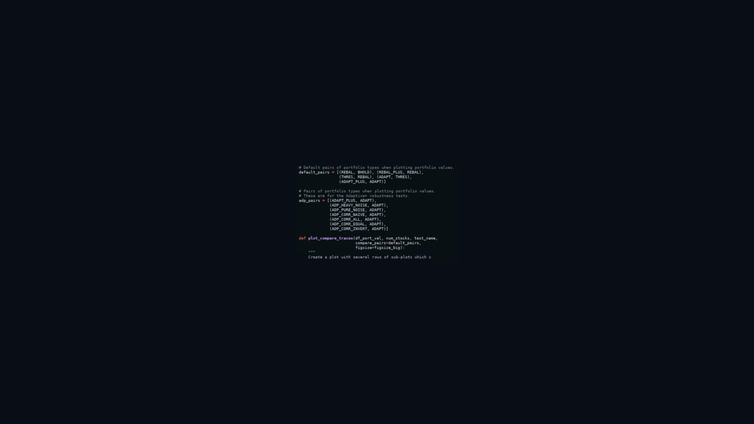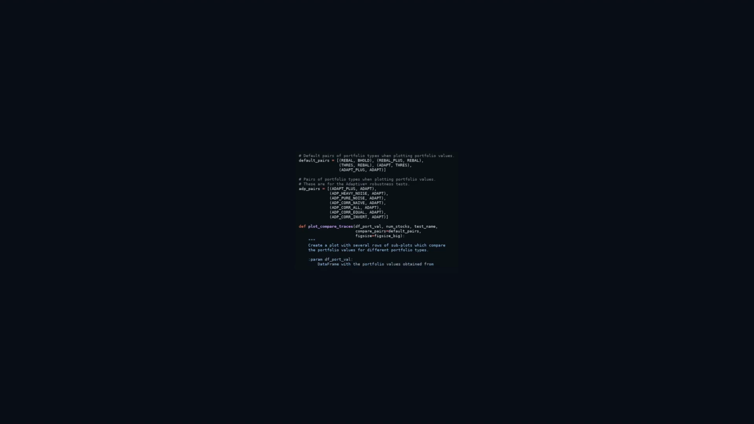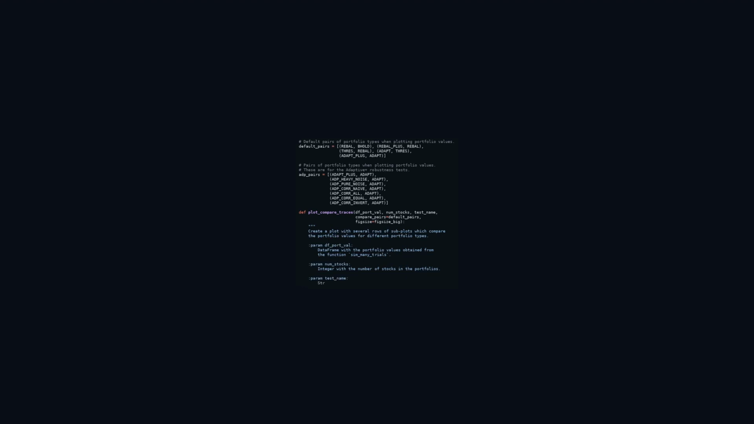The function plot_compare_traces is designed to generate a comprehensive plot with multiple subplots, which are used to compare the portfolio values for various types of portfolios. It accepts several parameters: a portfolio table, a data frame containing portfolio values; num_stocks, indicating the number of stocks in the portfolio; test_name, the name of the test being conducted; compare_pairs, a list of tuple pairs representing the portfolio types to be compared; and figsize, determining the size of the figure.